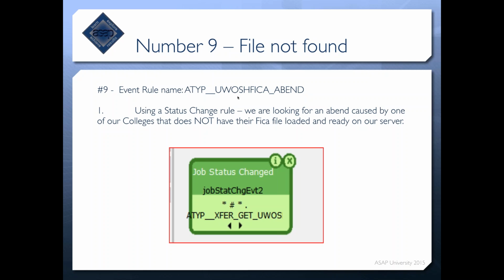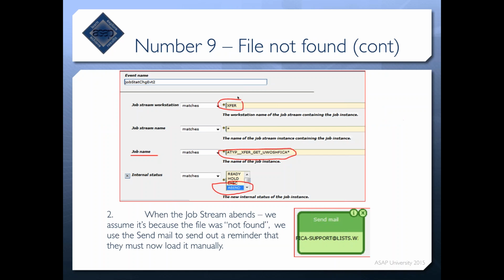So we came up with the file not found event rule, which is not very hard to set up. Basically, here you're identifying the job status change. So the job that runs that gets the file from a certain school, here it's UW-Oshkosh. And when the job changes, we have an event that we're looking for here. And if the event is abend, which means it did not run correctly and it found no file, it will actually trigger this event rule. And so when it does trigger, then what we'll do is a send mail.